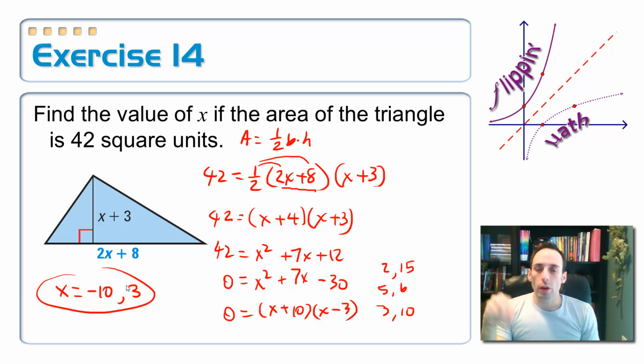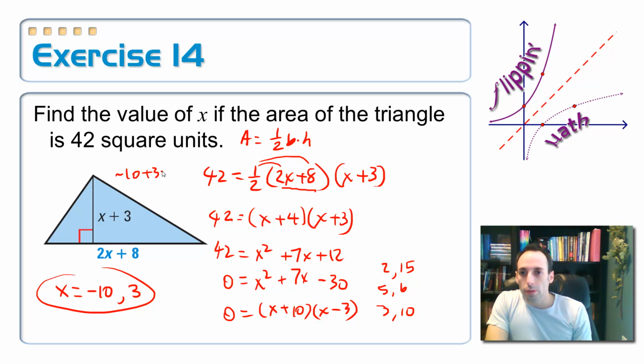All right, so with a geometry problem, just like on that last one, you want to make sure if your answers make sense with a picture. So if you stick in negative 10, I would have a height of negative 10 plus 3, which is negative 7. What? No, that's not going to work. So negative 10 is definitely not an answer. Not just unlikely, it's definitely not an answer. So you're only left with x equals 3.